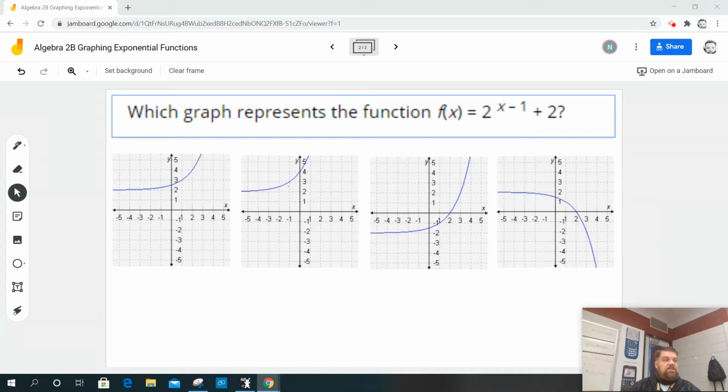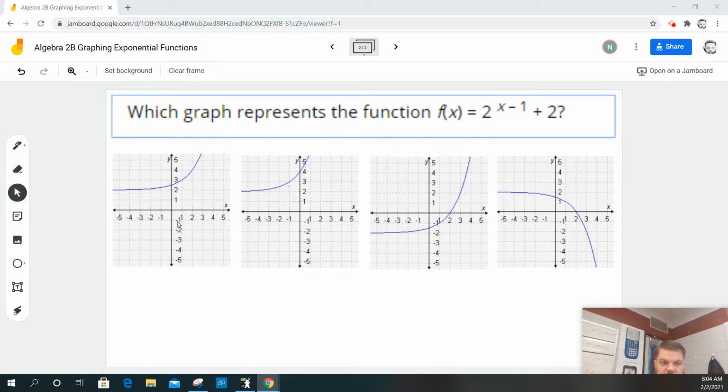Okay, so as I look at this, I need to decide which one looks like the function 2 raised to the x minus 1 plus 2. Well, this is pretty easy. Actually, we don't really need a calculator to do this. First, let's find the y-intercept.